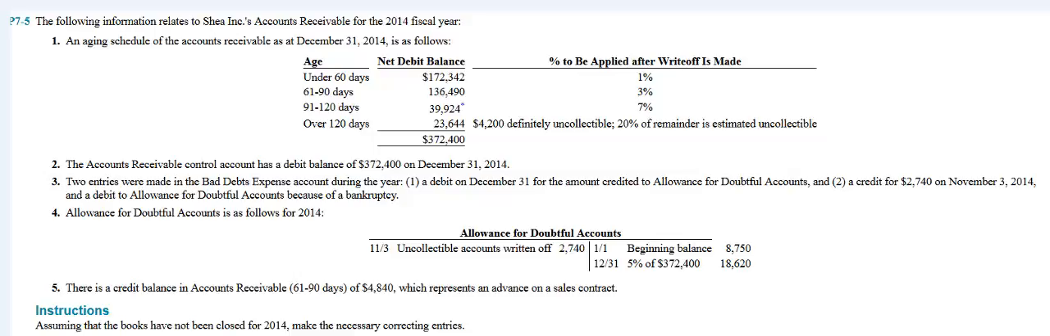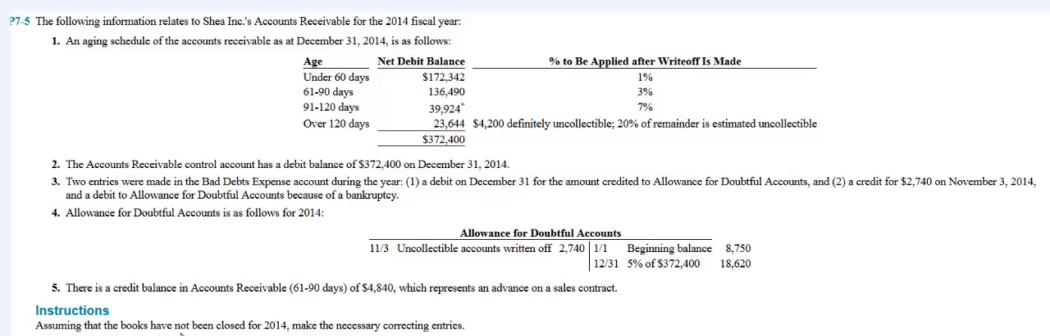Hi folks, welcome to this video on a problem that deals with calculating the correct balance in the allowance for doubtful accounts. Now in our problem, which I've just got on the screen here, you can see that we're dealing with a company that uses the aging method because they've got their receivables classified by when they're due and the debit balance or the net debit balance in the account and the percentage that they're going to apply for accounts they believe are uncollectible within each aging classification.